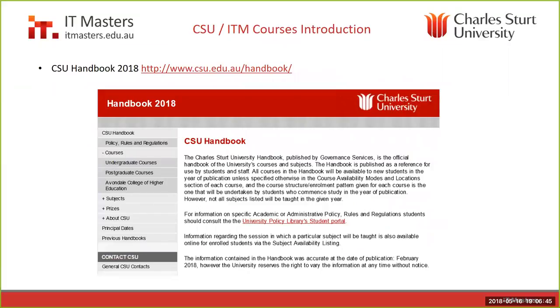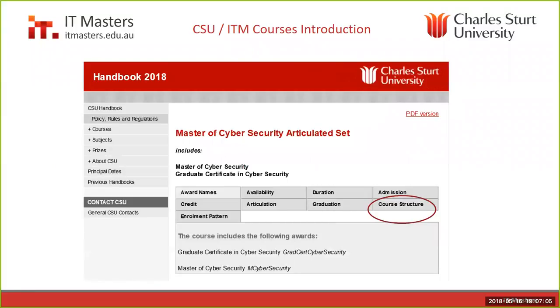The CSU Handbook is a really valuable place to check out. It has all of the subjects that you should be studying, for the exact course that you are looking at. You can find information there on what subjects you should be studying and some more information on the subjects themselves. So I'll go a little further in. This is the Master of Cybersecurity articulated set. And you can see that includes the Master of Cybersecurity and the Graduate Certificate in Cybersecurity. If you're doing a graduate certificate, you will know that that is 4 subjects of your Masters. You can find what subjects are available for both of those courses in these handbook pages.